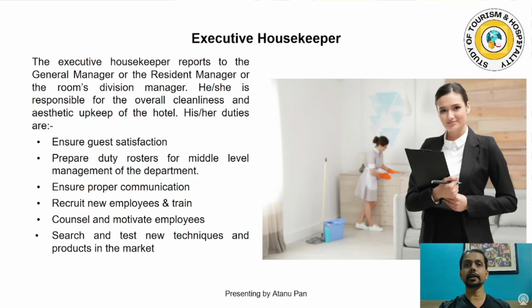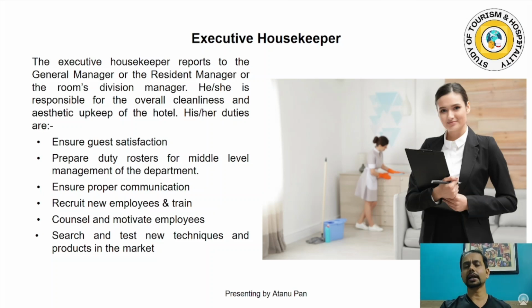As we are upgrading, the education system has upgraded. Similarly, each and every field has upgraded. Every day this is upgrading. There are new things coming, new ways coming to work. So the executive housekeeper must be upgraded.